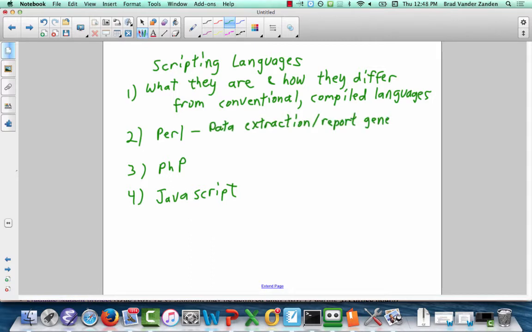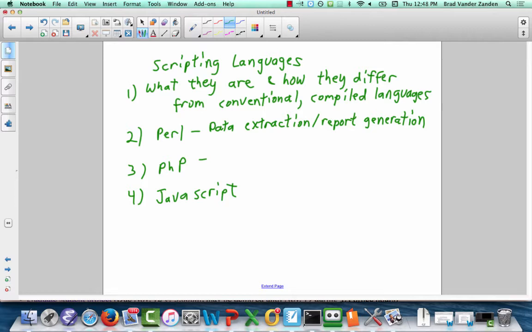It's also used by a lot of system administrators, but we're really not going to get into that part of Perl. We may talk about it briefly, but we're going to be more concerned with its data extraction and report generation capabilities.